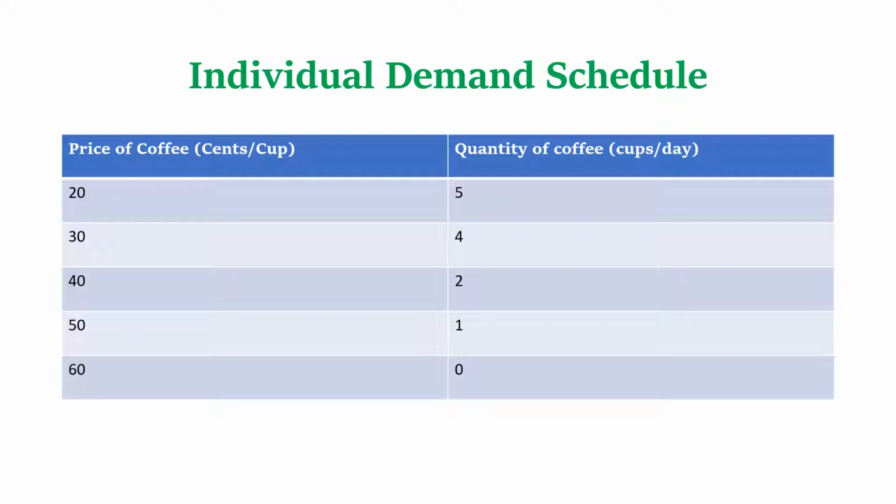So if it goes to 60 cents per cup, then he will not be able to buy, right? So he will not be able to buy anything at that particular price. So that is why the quantity demanded at that particular price, 60 cents, is just 0, right? So what do you observe here?